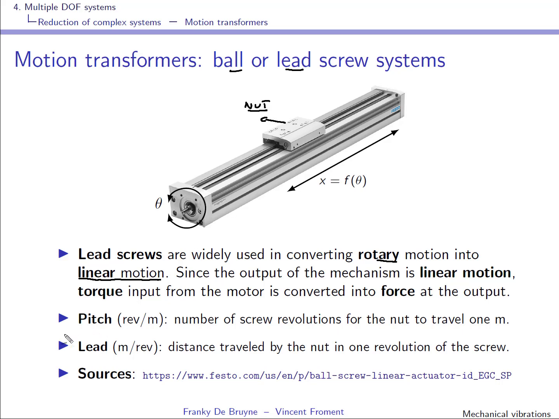Okay, and so we arrive here at two definitions. The pitch, that's the number of screw revolutions for the nut to travel 1 meter. So it's in revolutions per meter, or you can work the other way around. You can work with the lead, and that's expressed in meters per revolution, and that's the distance traveled by the nut in 1 revolution of the screw. If you want to know more about these ball or lead screw systems, I advise you to have a look at this source over here.